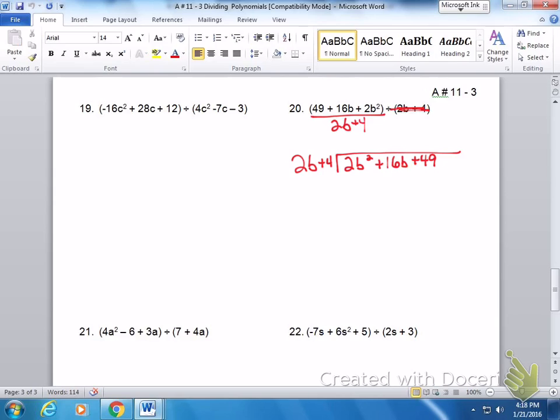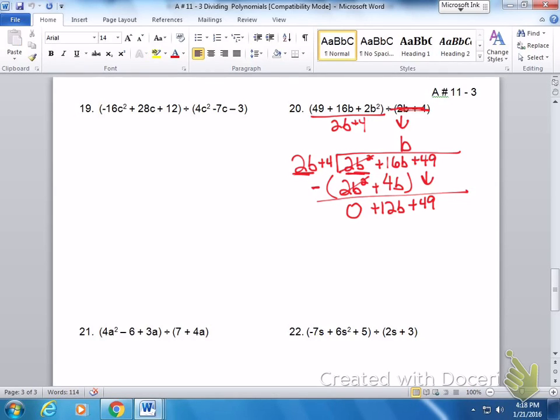Now I need to find out what times 2b would equal 2b squared. Well, I already have the 2b, so the only thing I have to multiply it by is a b. And I'm going to put it in this column because that's where my just b's are lining up. Now let's do our multiplication. B times 2b is 2b squared. B times 4 is 4b. But we are subtracting those. So it's 2b squared minus 2b squared. It cancels, which is what we want. I have 16b minus 4b, which gives me plus 12b, and I'm going to pull down my 49.